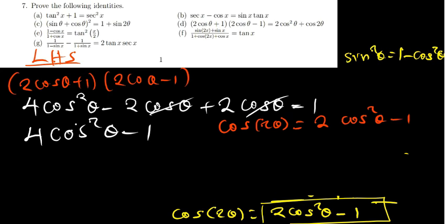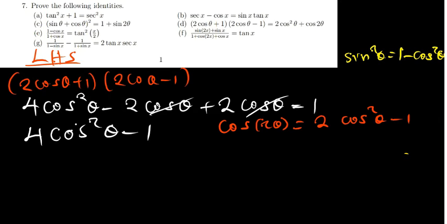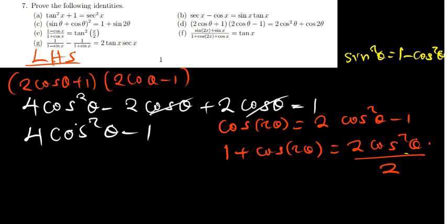I want to make cos squared the subject of the formula. What I'm going to do, I'm going to shift 1 to the other side, meaning I'm going to have 1 plus cos 2 theta is equal to 2 cos squared theta. I want to make cos squared the subject of the formula. I can divide both sides by 2, even here by 2. Another identity which you have to know, cos squared can be replaced by this.